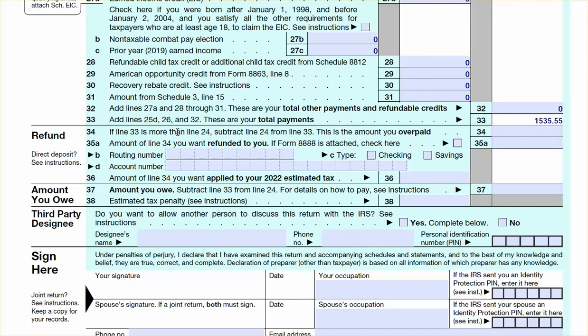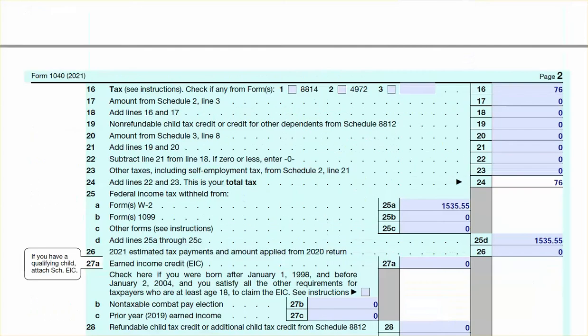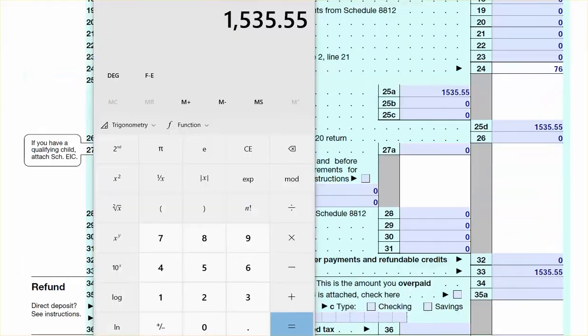Now we have to see if we owe the government more money or if we'll actually get a refund. So we compare line 33 and line 24. Line 33, remember, says we paid $1,535.55, while line 24 says we only owed $76. That means we will get a refund. So subtracting line 33 minus line 24 tells us that Angela overpaid by $1,459.55. That goes in line 34.